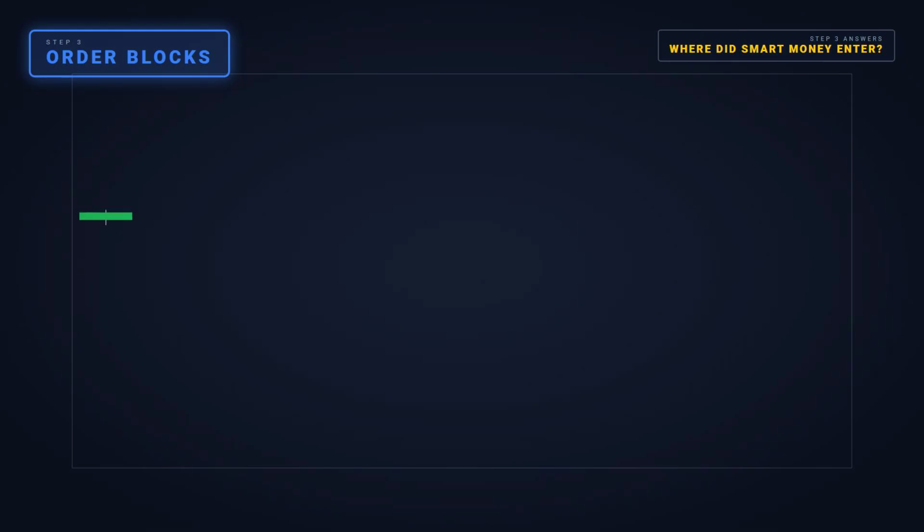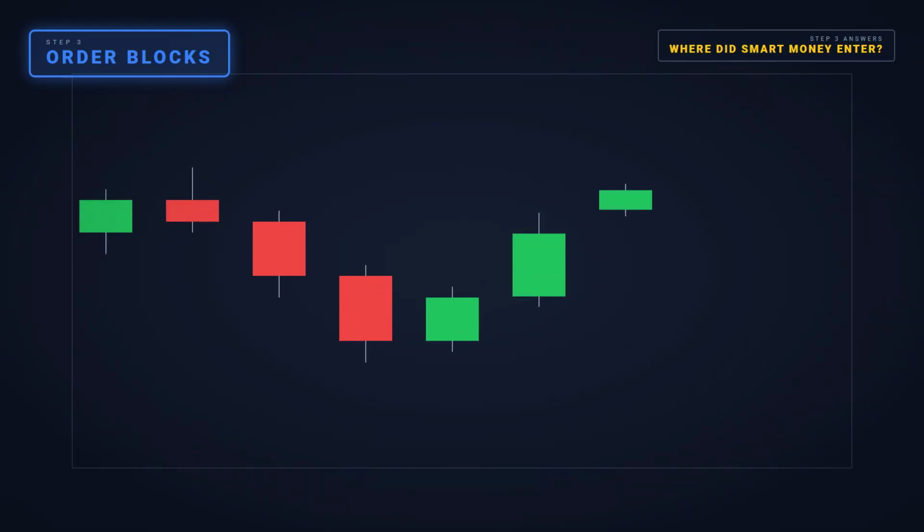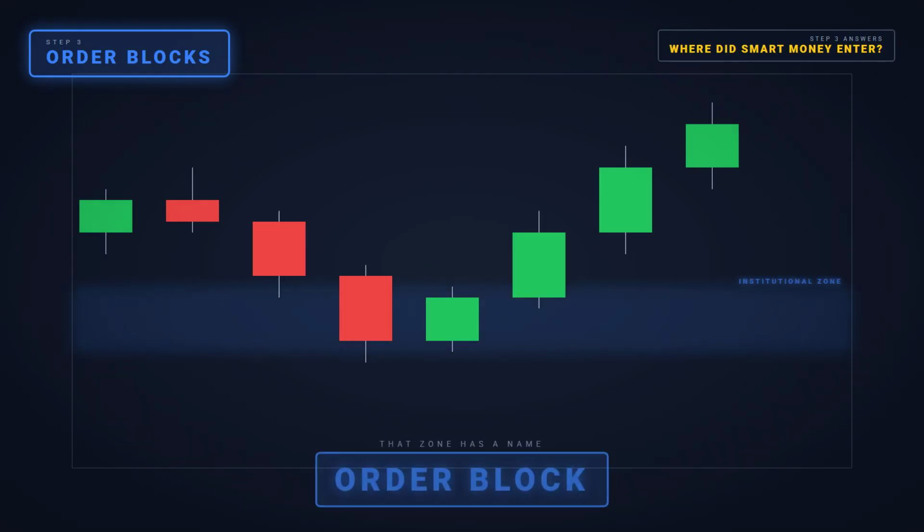You know they collected liquidity at the sweep, but the entry that caused the reversal didn't come from nowhere. It came from a specific price zone where an institutional order was sitting, waiting to be filled. That zone has a name, and it's not just where smart money entered, it's the level price will return to, often multiple times because the position was too large to fill in one shot.